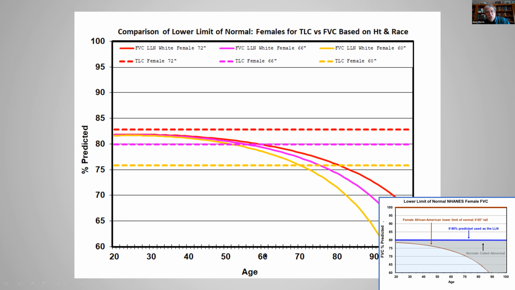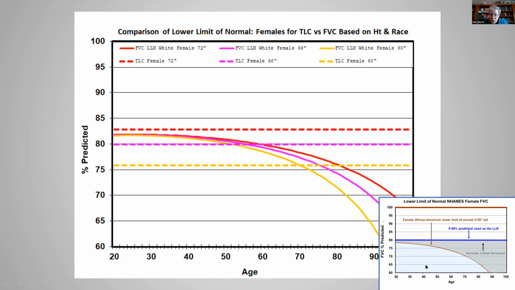So, you know, how do you resolve this situation? Because based on TLC, these are all normal. Based on FVC, they're normal down to here. So if this one is restricted in this area because the FVC is considered a better standard, it's not going to call restriction if they are above the lower limit of normal, no matter where they're above the lower limit of normal on this one. So the FVC tends to catch more of them out here.